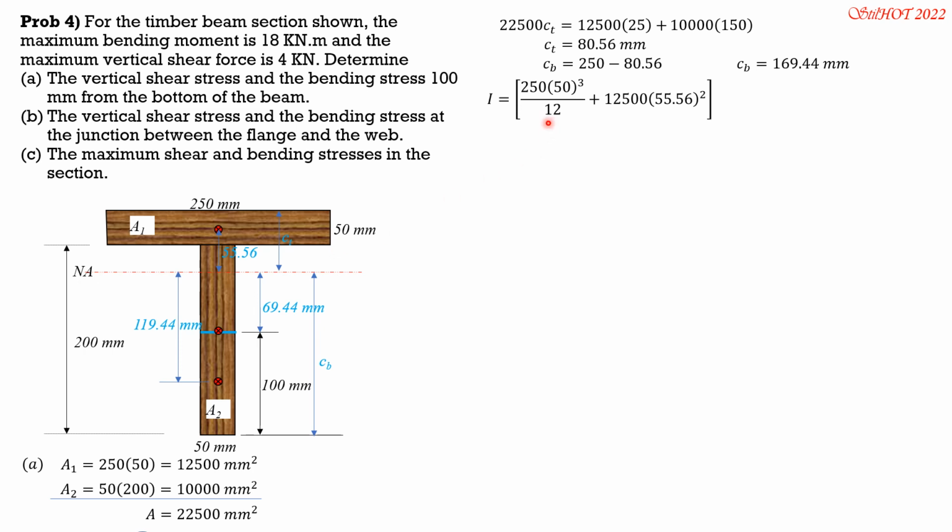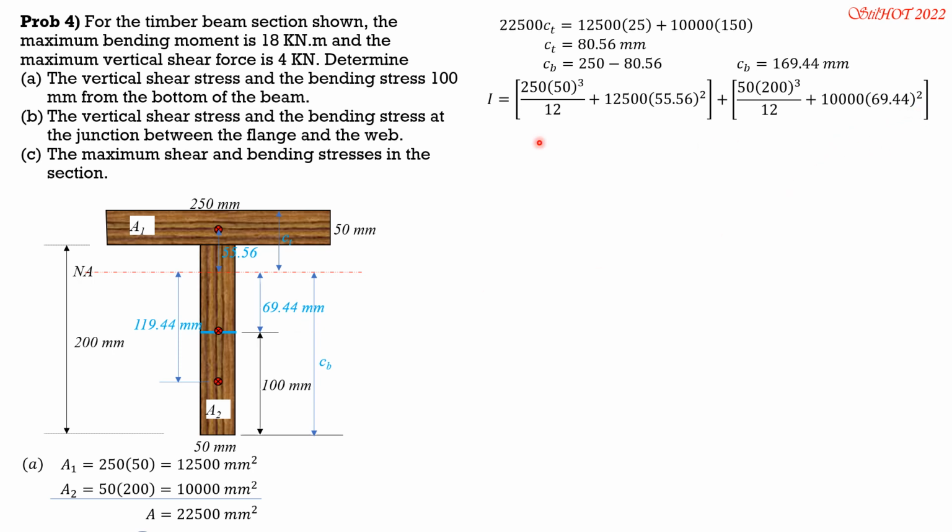Then we transfer the moment of inertia to the neutral axis, because this is the moment of inertia with respect to the neutral axis. So plus area, which is 12,500, times distance squared. The distance of the centroid of the area to the neutral axis is 55.56, so that's why you have 55.56 squared. Then plus the moment of inertia of this web transferred to the neutral axis, so it is 50 times 100 cube over 12, then plus area 10,000, and the distance to the neutral axis is 69.44, so that's why you have 69.44 squared.